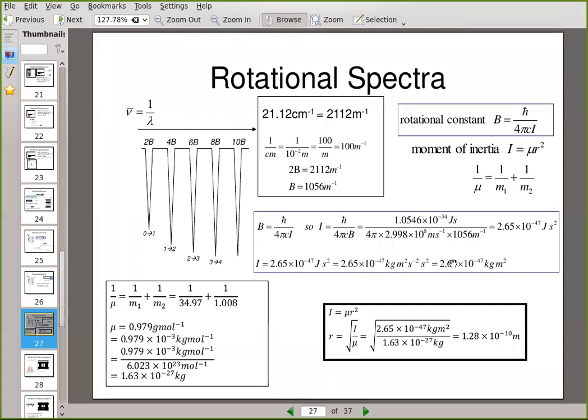So what we've got over here is I. We've calculated I, we've calculated mu. And so if we know I and mu, then of course we can rearrange, and I've rearranged to get what r is. r is the square root of I over mu. I put that 2.65 in, put that 1.63 in, and I get r is 1.28 times 10 to the minus 10 of a meter. That's 1.28 angstroms, which is exactly in the ballpark for bond lengths.